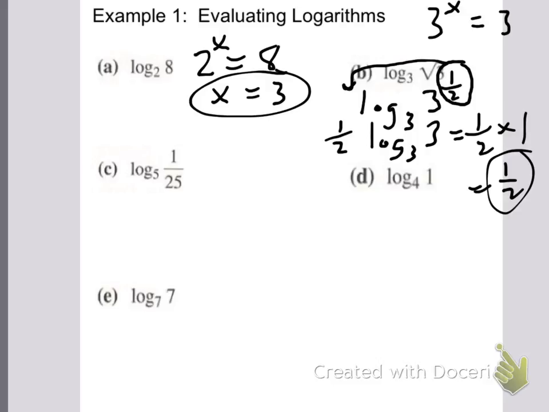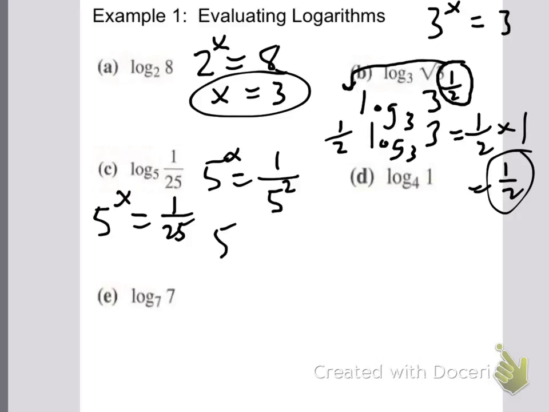Now, part C, we have 5 to what power equals 1 over 25. How can I rewrite that? Well, 5 to the x equals 1 over 5 squared. So I changed 25 to 5 squared. But 1 over 5 squared is the same as 5 to the negative 2. So x is negative 2.